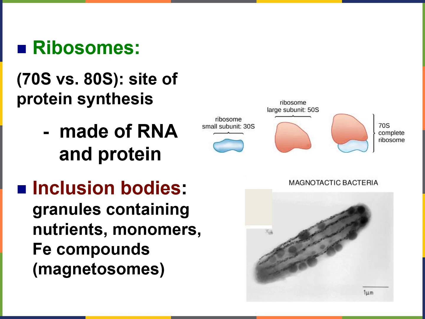There is 70S versus 80S. Prokaryotic cells have 70S ribosomes, whereas eukaryotic cells have 80S ribosomes. The ribosomes are composed of RNA and different types of proteins. You can see the structure of a ribosome. It consists of 2 subunits, a large subunit and a small subunit. The large subunit sits on top of the small subunit.